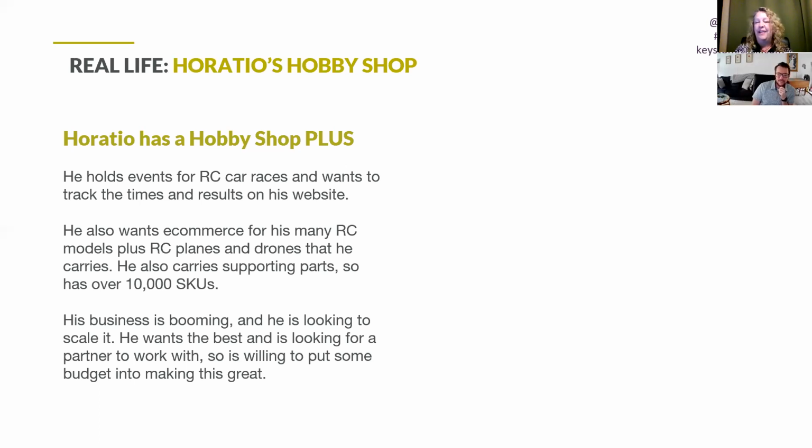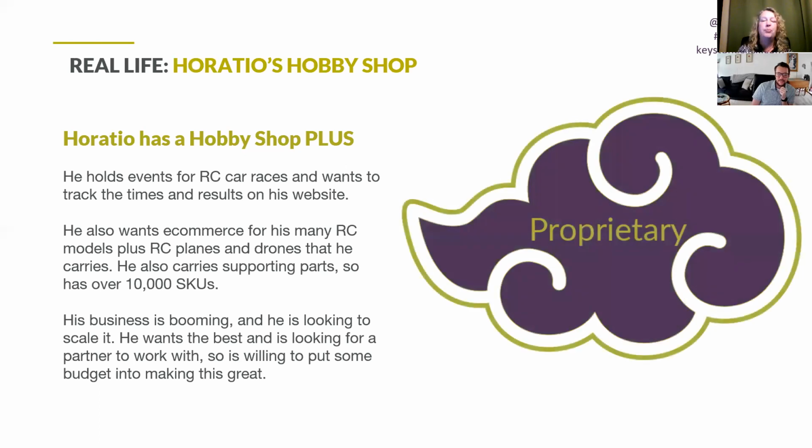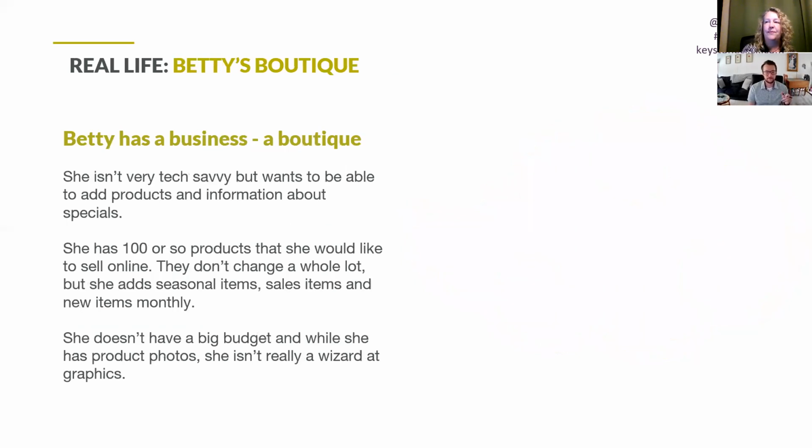All right, the answer is proprietary. And that's because Horatio really has a complex set of things he wants to do. He's got a lot of moving parts. He's got a big database of SKUs that he wants to deal with. So a proprietary system probably would work best for him.